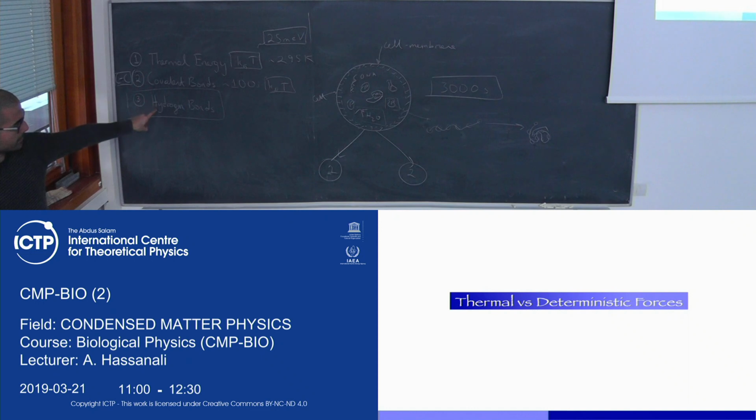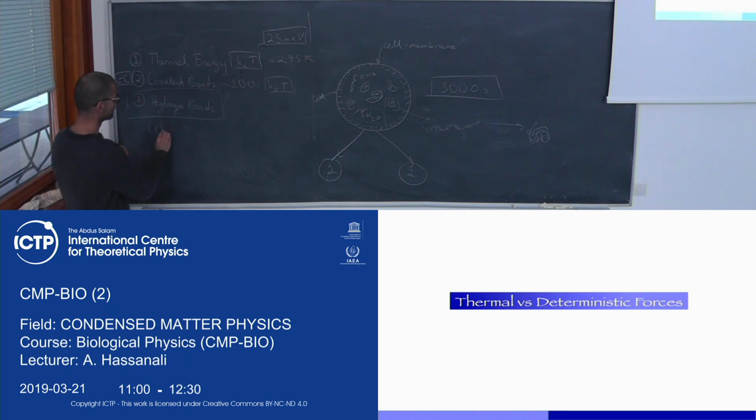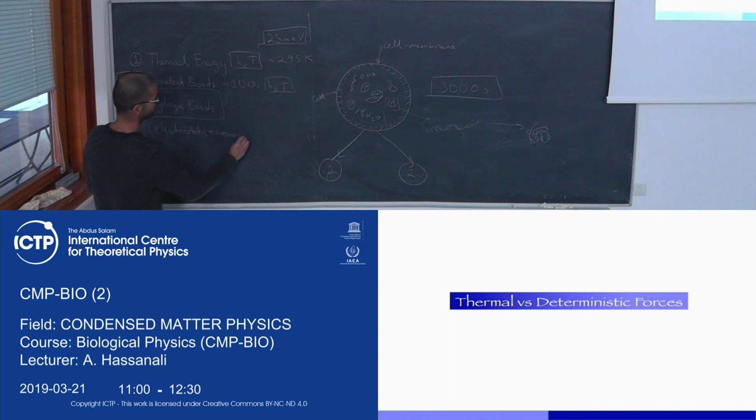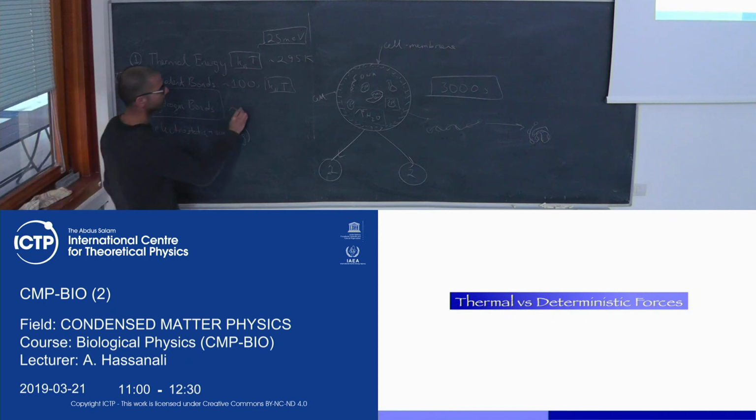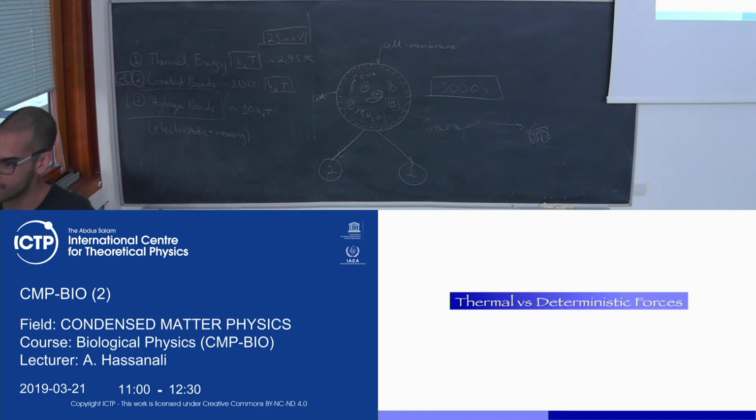Okay, covalent bonds, hydrogen bonds. These are, I should say, electrostatic plus screening. So classical electrostatics, roughly 10 kBT. So, if you want to think of it as strong and weak, fine. But there is a separation of energy scales.